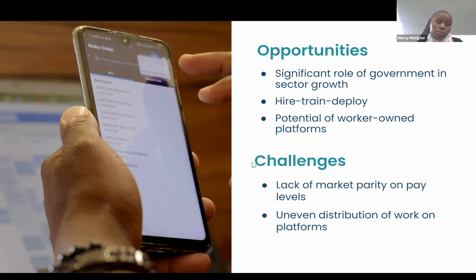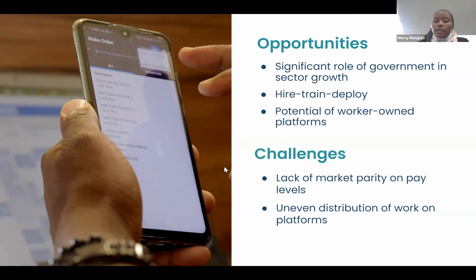Then another opportunity we're seeing is the model where platforms hire, train, and deploy. Within this category, you cannot undermine the role that upskilling plays, especially because skills are matched to international clients more often than not. To give you a good example, for those of us who are familiar with Andela, it's a platform that would hire, train, and then deploy this skill set. So those are some of the opportunities that we're seeing in this category as well.